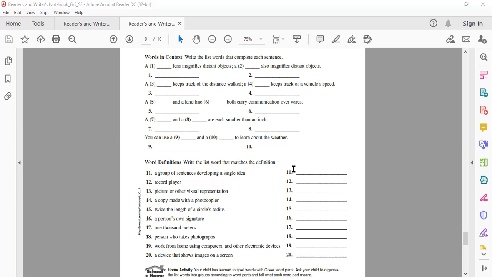A group of sentences developing a single idea. So a group of sentences developing one single idea. So what do we call it? Paragraph. Yes, excellent job. Paragraph. Very good. Number 12, Haifa. Are you there, Haifa?